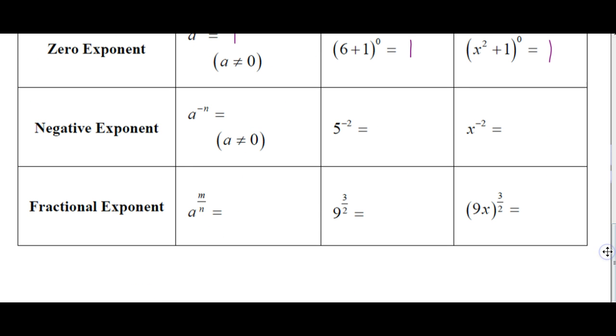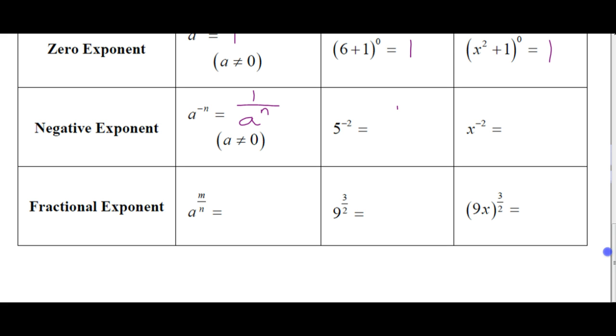Negative exponent. A to the negative n is equal to 1 over a to the positive n. So if we're going to express things with positive exponents, we need to take the expression with a negative exponent, and if it's by itself, a to the negative n, we write it as 1 over a to the positive n. If it's by itself, it goes into the denominator. If a negative exponent is in the denominator, it flips up to the numerator, and the exponent becomes positive.